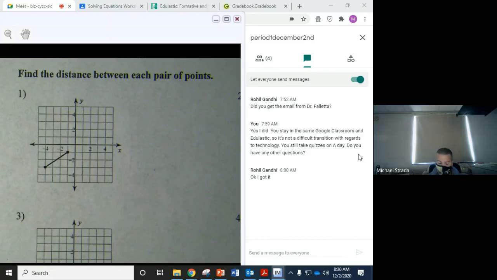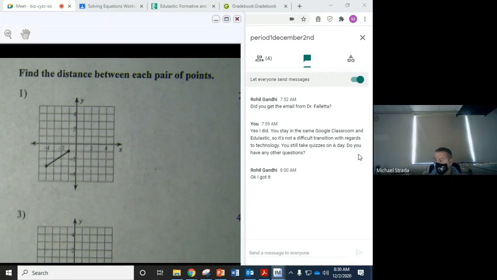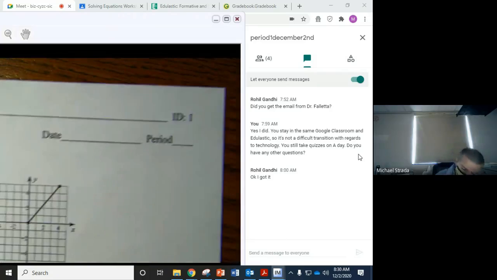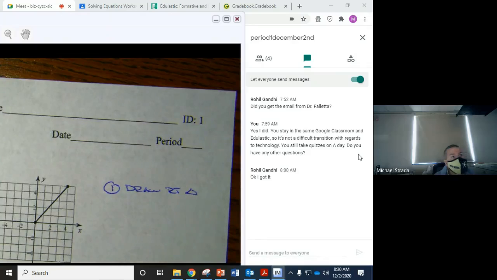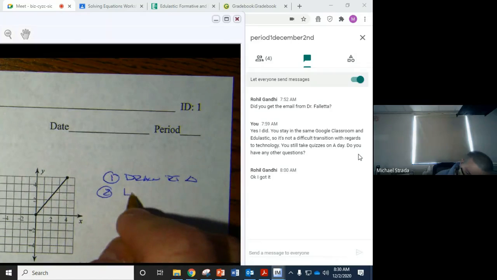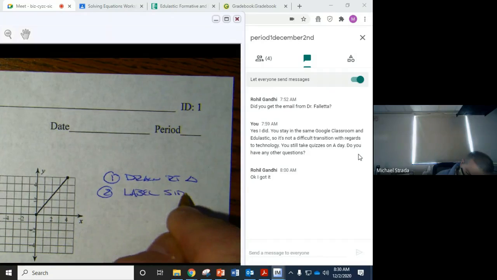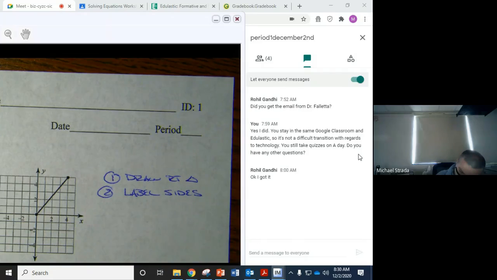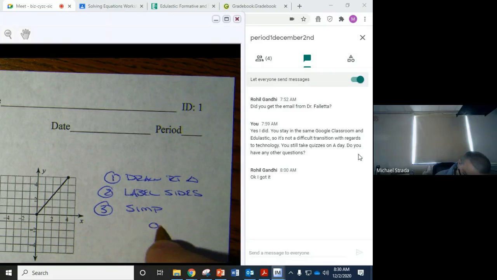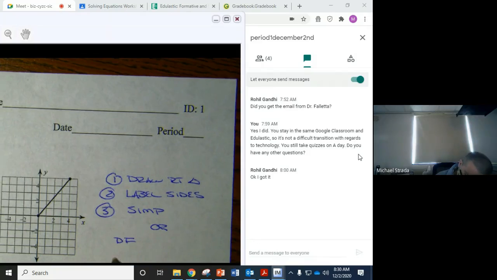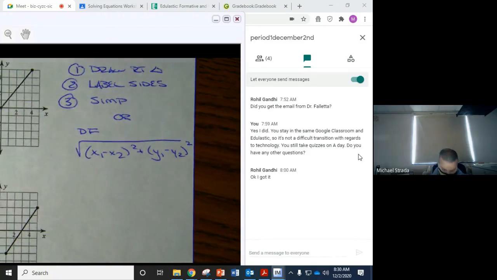You have choices. Choice number 1 is to just draw a right triangle. Number 2, label the sides. I'll show you what I mean by a second. And then number 3, give me the simplified radical. Or if you're using the distance formula, which I'm fine with, show what you plugged in for these values, so we know where you went wrong if you go wrong.